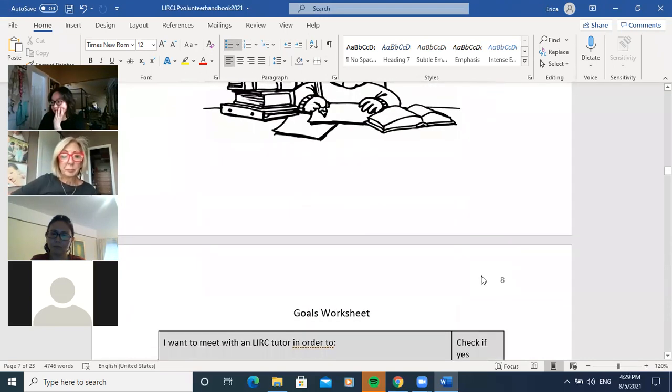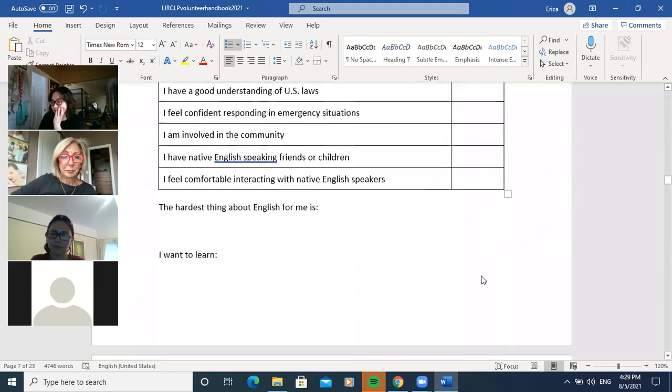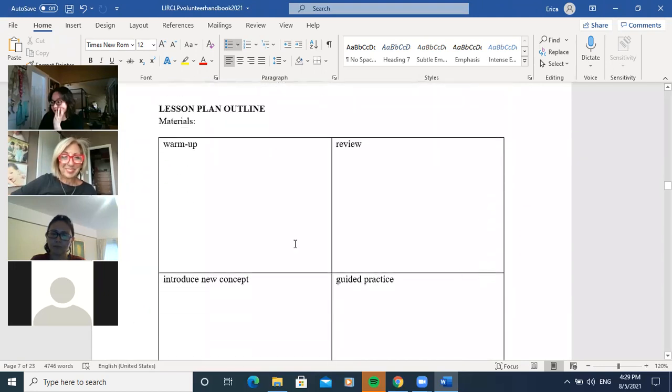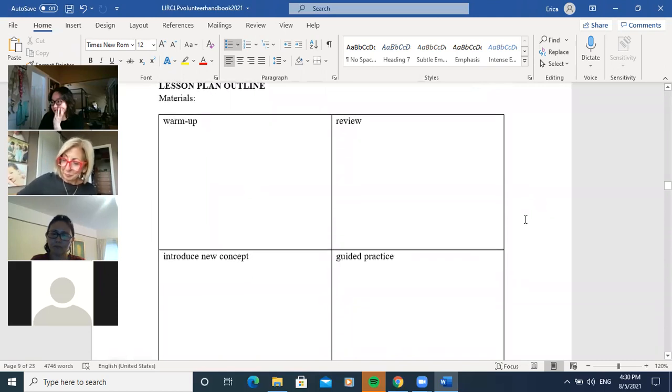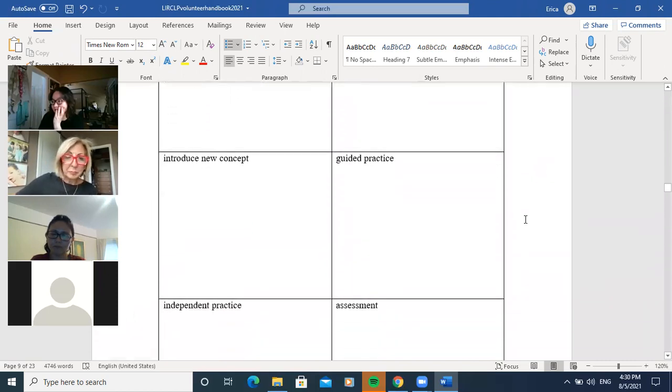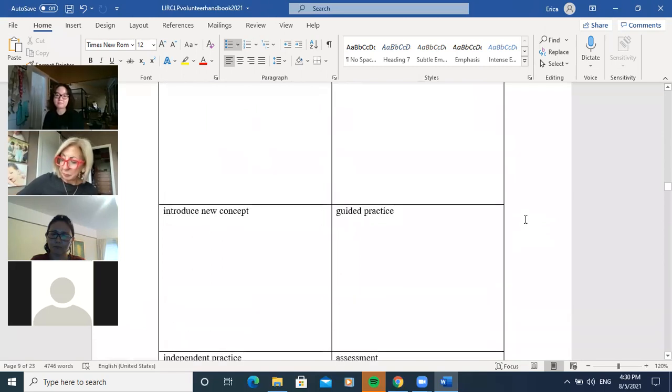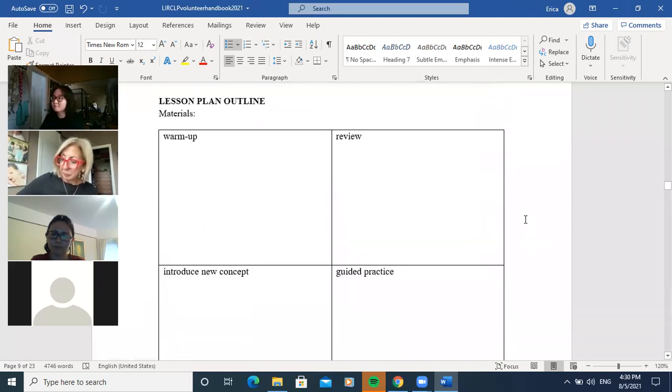All right, so that was kind of a lot, but that's lesson planning in a nutshell. Here's a little template you can use if you want, it's up to you. It is nice just to keep track of all the different parts you want to have in the lesson.